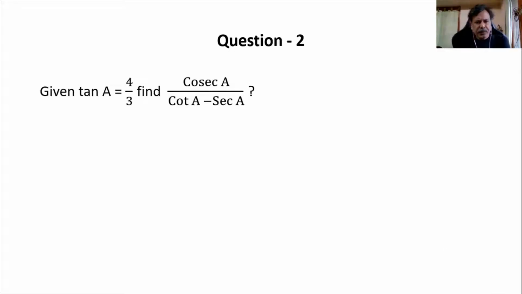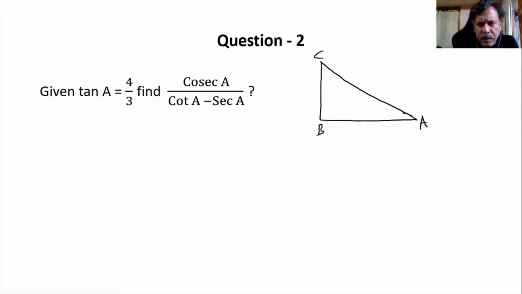The next question. Given tan A equal to 4 by 3, find cosecant of A divided by cot A minus secant A. Let us just have one right angled triangle. We'll draw. Let me call this as A, B, C. I'm putting an angle here so that the tan A will be.